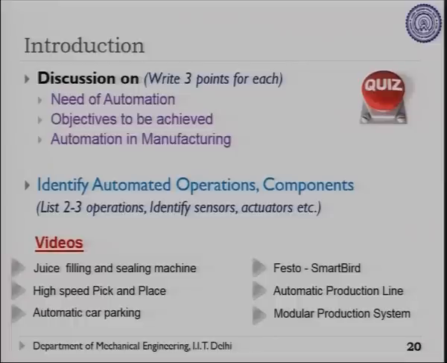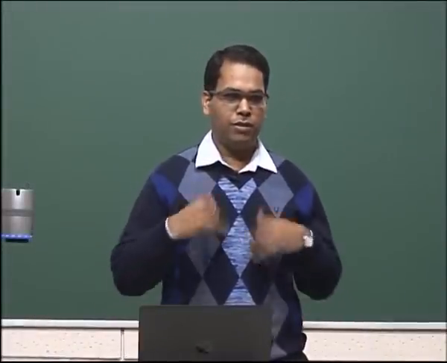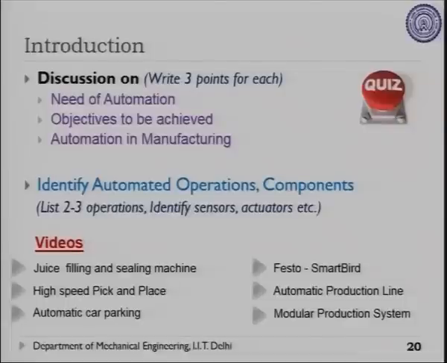So first one, I will show you a juice filling and sealing machine. Fine. So you have to now identify what operation this machine is doing, and then what sensors you can see during the video and the purpose. Basically, it's good if you just write some 2-3 words about the purpose of that sensor. And then actuators, where you can see the actuators in the system. So let me start with the first one.